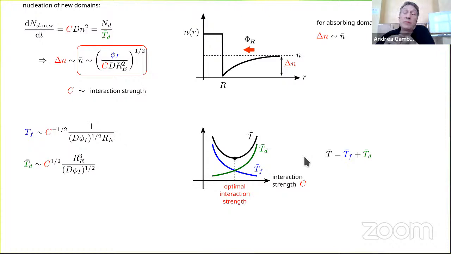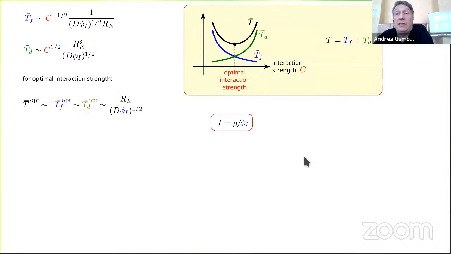In this regime, you find also that the density of the molecules in the system is minimal, and the number of domains is minimal, which is sort of paradoxical, because we may naively expect that the more sorting domains, the more efficient the process, and it's actually the other way around.